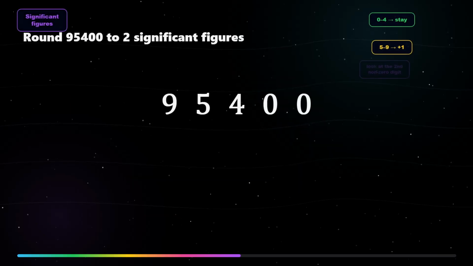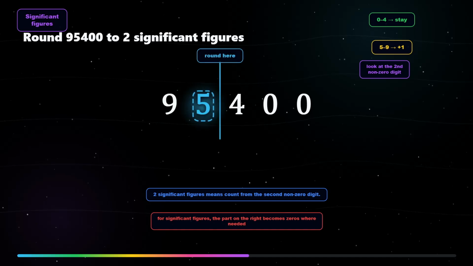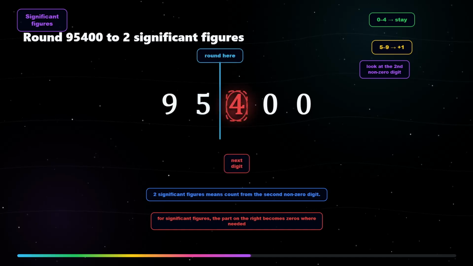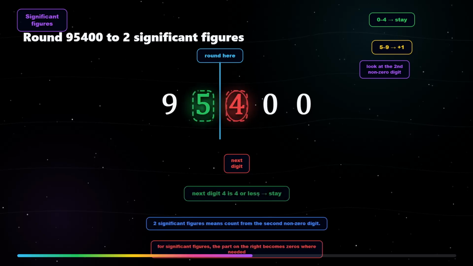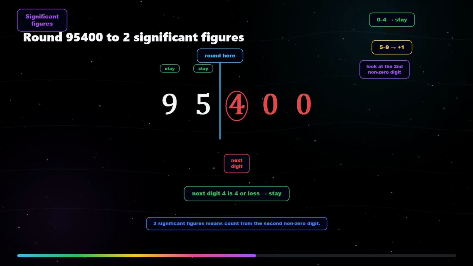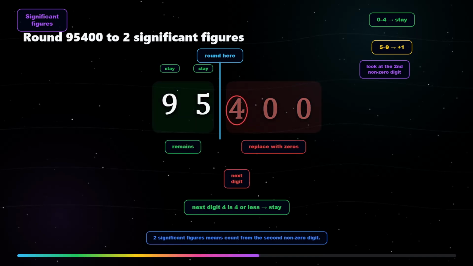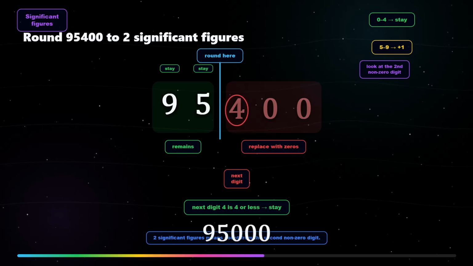Now round 95,400 to two significant figures. The first significant digit is 9, the second significant digit is 5. So we keep 9 and 5. The partition line goes after the 5. Now look at the next digit. The next digit is 4. 4 is less than 5. So the 5 stays the same. But because this is a whole number, the digits to the right are replaced with zeros. So 95,400 rounded to two significant figures is 95,000.